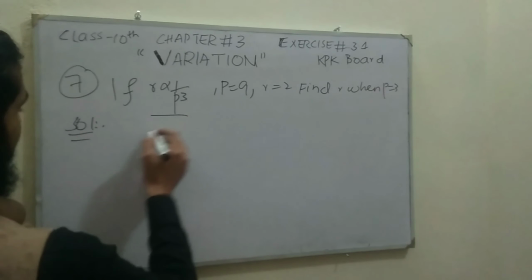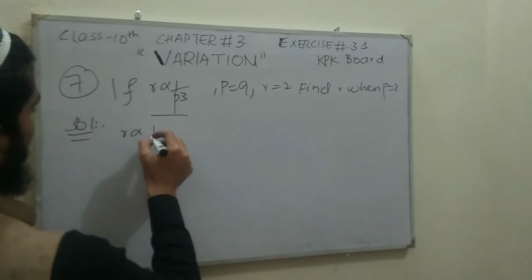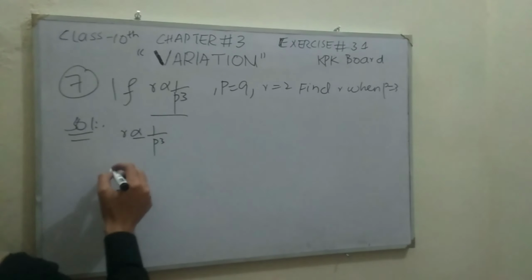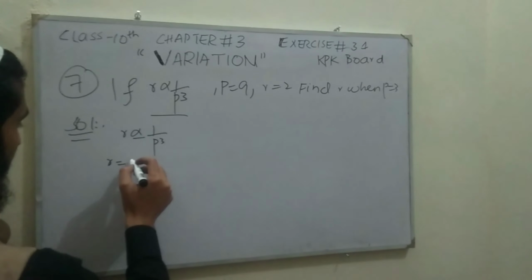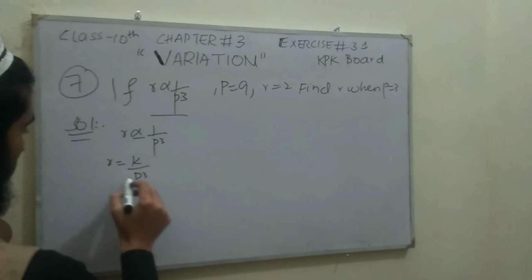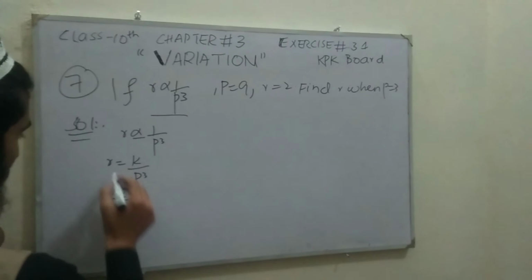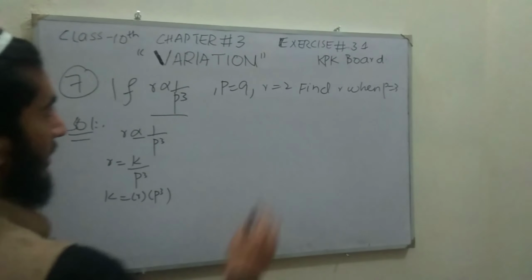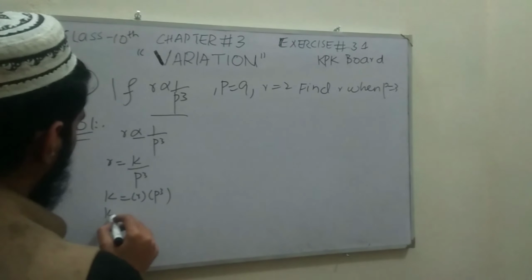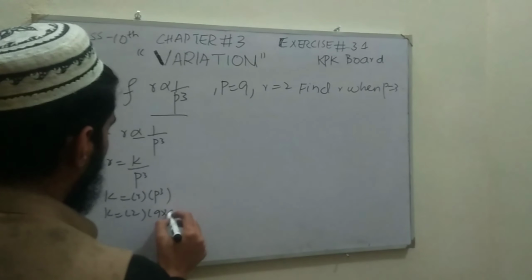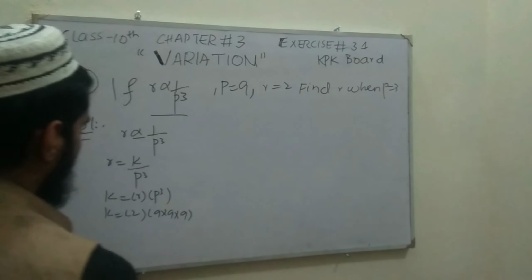Taking the given inverse variation, r is inversely related with p cube, so r is equal to constant k divided by p cube. Shift p cube to the left hand side, so it becomes k is equal to r multiply p cube. Putting the value of r is equal to 2 in this equation, the value of k is equal to 2 and p is 9, so 9 cube.